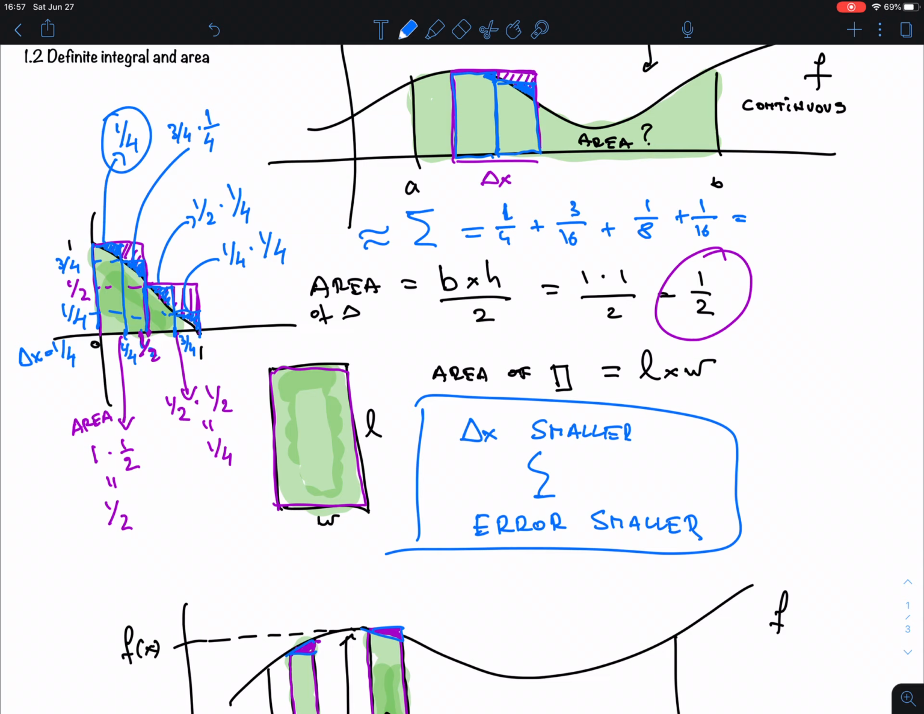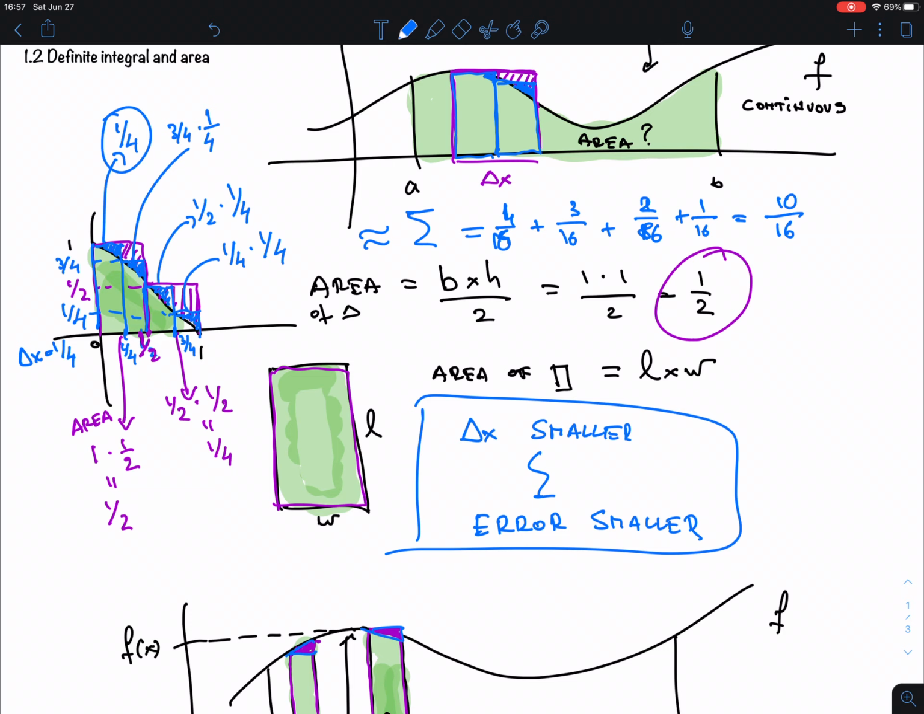So this will be 4/16, right? And this 3/16, this will be 2/16. So we get 4 plus 3 plus 2 plus 1, 10/16, or 5/8. That's still not a half. It's supposed to be a half. But you see, you're getting closer to a half.